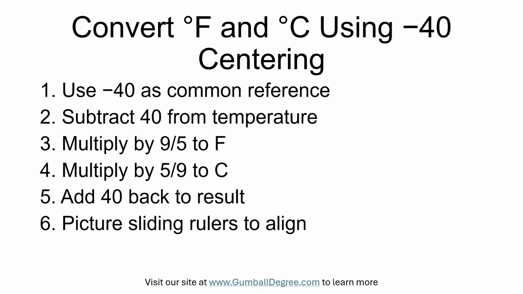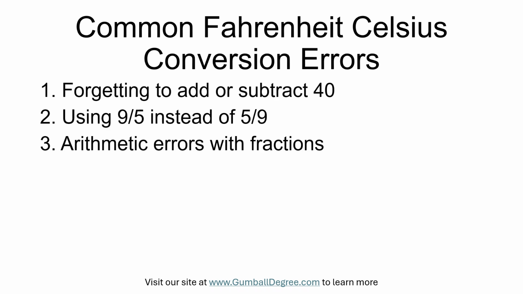If you imagine sliding both rulers so they meet at negative 40, converting becomes just a stretch and a shift. A common mistake is forgetting to add or subtract 40, which leaves your result shifted and wrong. Always undo the initial 40 offset at the end.